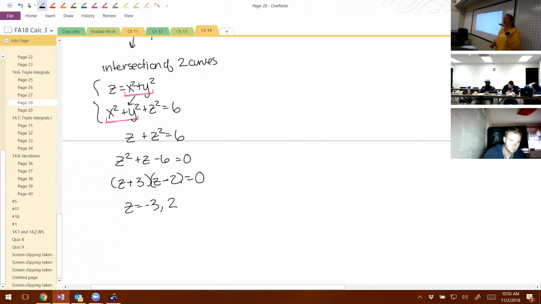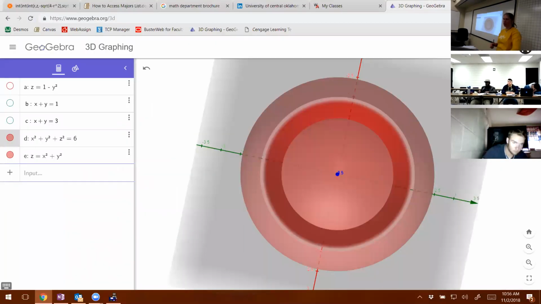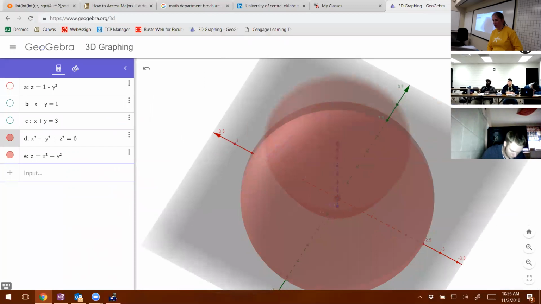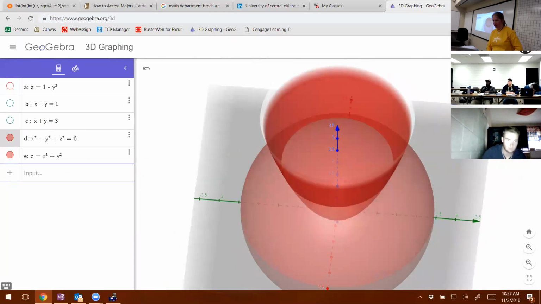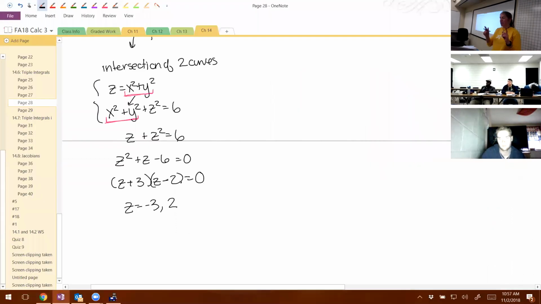Which one are our curves actually intersecting at? Is it -3 or is it +2? We know that we're just talking about the top half of this shape here. There's no intersection of these guys down below the x-axis. We're talking about above the x-axis. So z equals 2 is the plane where these intersect, which still isn't the information we need, but it gets us closer. We know these two guys are intersecting when z equals 2.